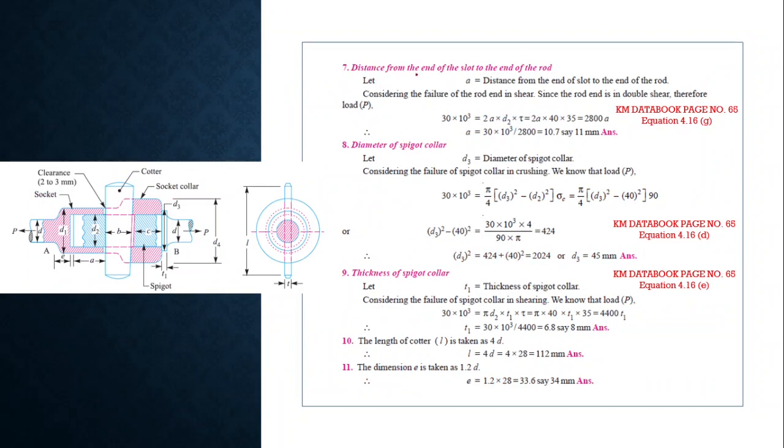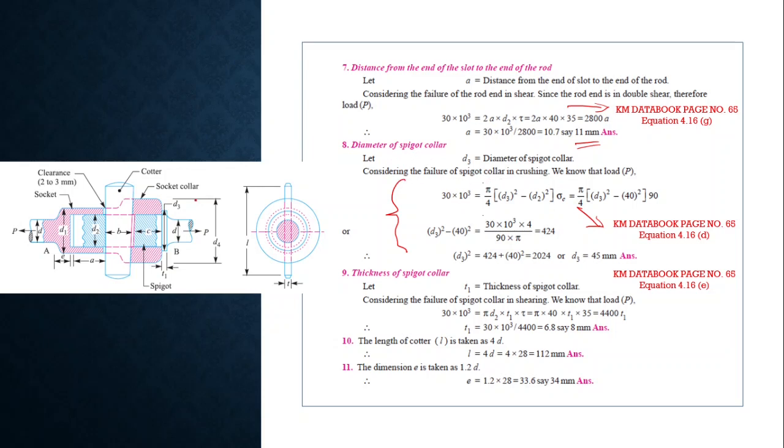Next, distance from the end of the slot to the end of the rod, a. We can find out this distance by using the equation P is equal to 2a d2 tau, which is at KM data book page number 65, equation 4.16g. Then we can calculate that value a is equal to 11 mm. Then diameter of the spigot collar, once again this equation is available at KM data book page number 65, equation 4.16d, and this theory is already discussed in the previous presentation.